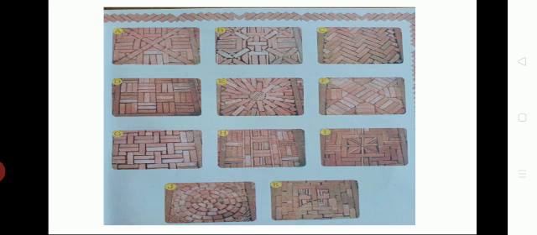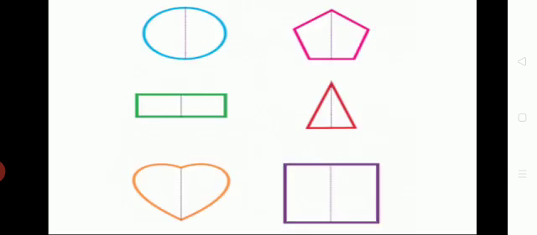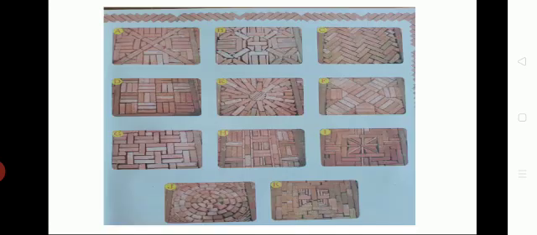And next, in which pattern can you show mirror halves? What is meant by mirror half? Symmetry divides a figure or design into halves that are mirror images. In other words, the object is the same on both sides of a line, usually in the middle. Like that, when you divide, both sides are the same. That is what mirror half means. So find which is made in a circle pattern and in which pattern you can show mirror halves.